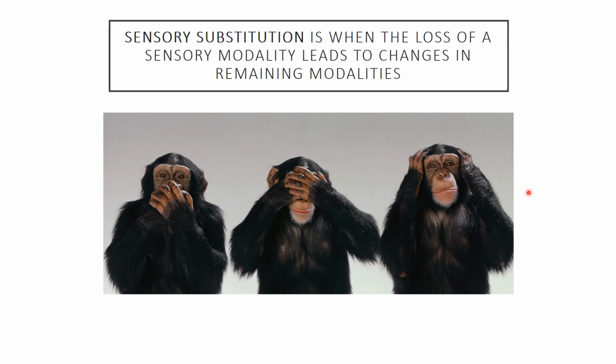So I wanted to talk about some additional wrinkles to our understanding of language. One interesting feature that we've learned about language is related to sensory substitution. Sensory substitution is when the loss of a sensory modality leads to changes in the remaining modalities. For some individuals who are born blind, we know that they may have enhancements in their auditory processing or in their touch processing. And so we're going to learn just a little bit about that and some interesting experiments related to that.